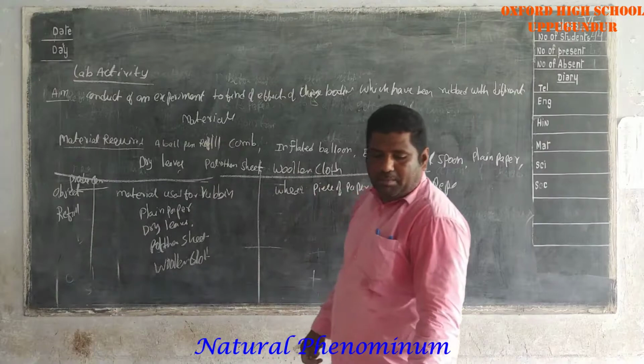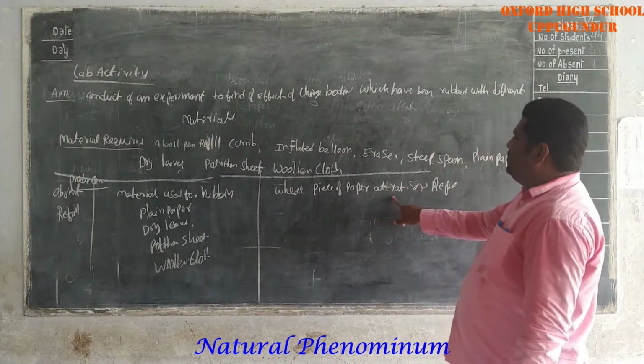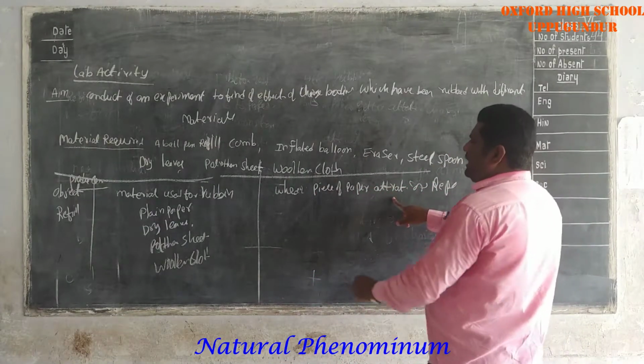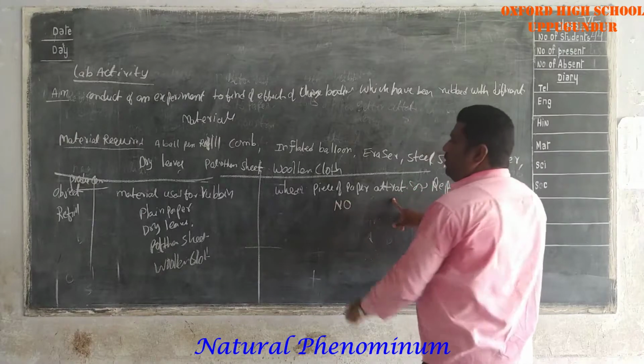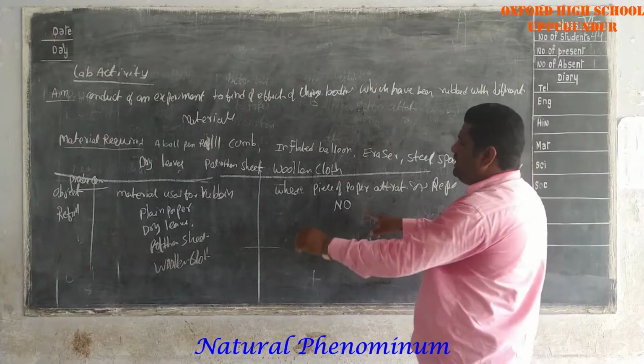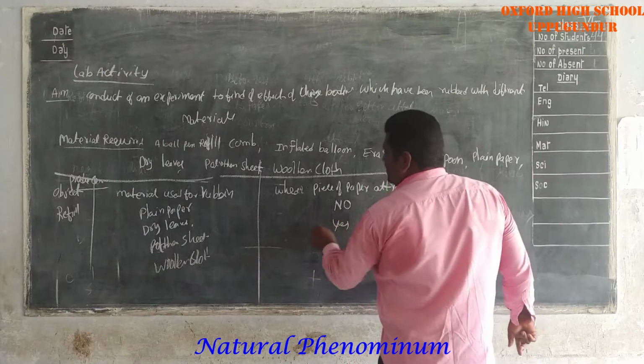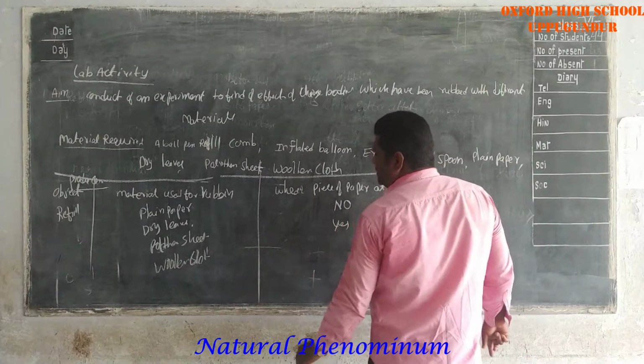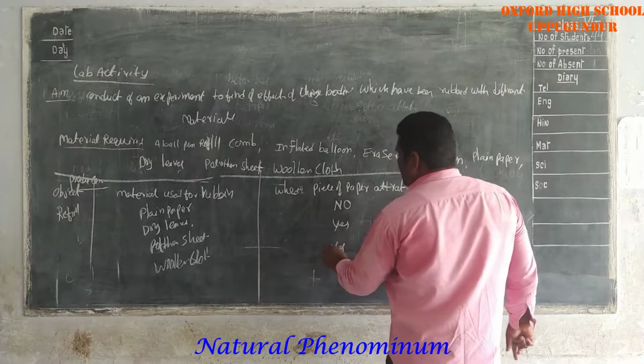The refill is rubbed with the plain paper. Immediately the object did not attract them. That is no. The refill is rubbed with the polythene sheet. Polythene sheet immediately attracted them. It is yes. Next, the refill is rubbed with the woolen cloth. Immediately it attracts the paper.